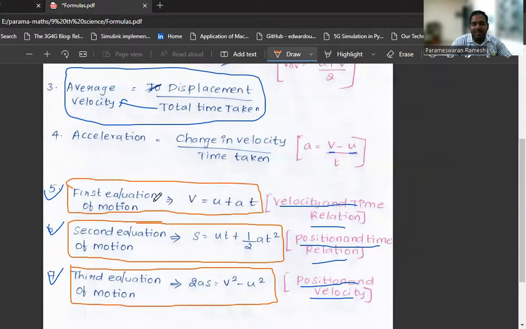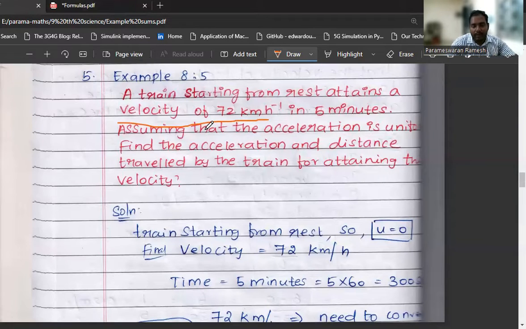So the first equation of motion is related with the velocity and time relation. It's called the first equation of motion: V is equal to U plus AT. And the second equation of motion is S equal to UT plus half AT square. It's the position and time relation. The third equation of motion is 2AS equal to V square minus U square, the position and velocity relation. Okay. So coming to the question.